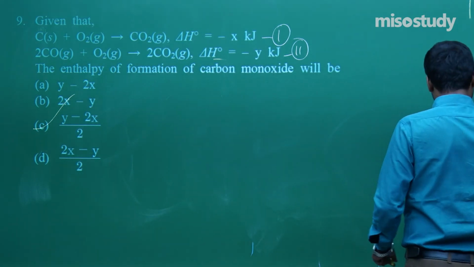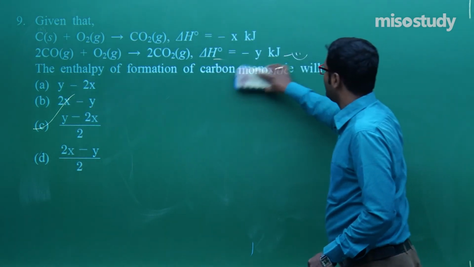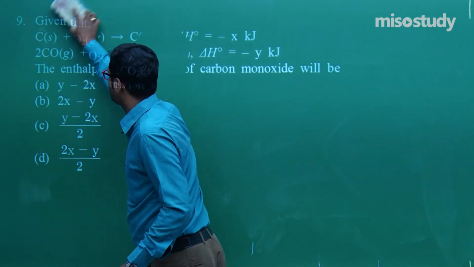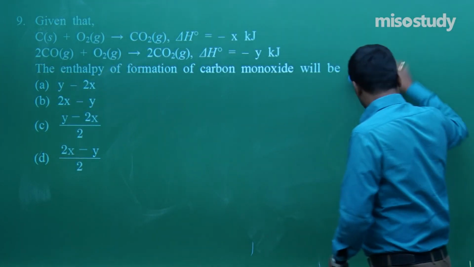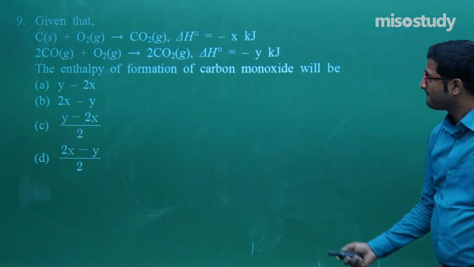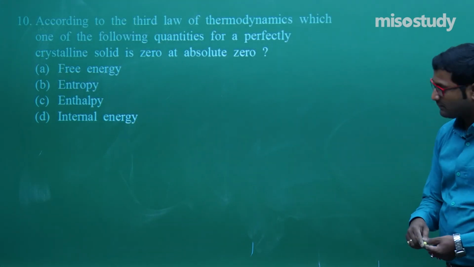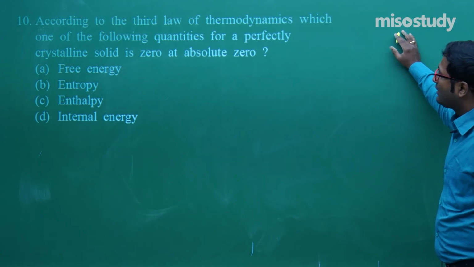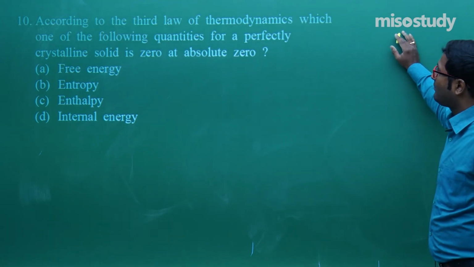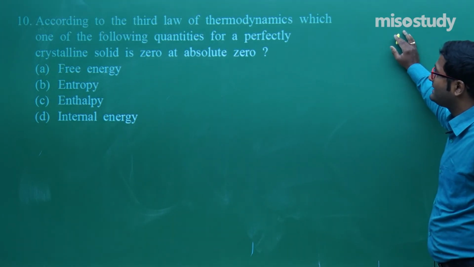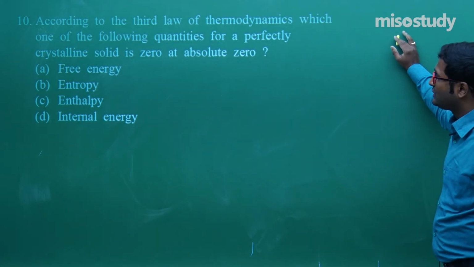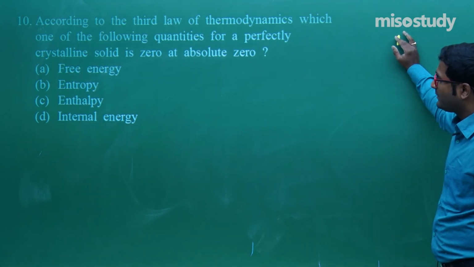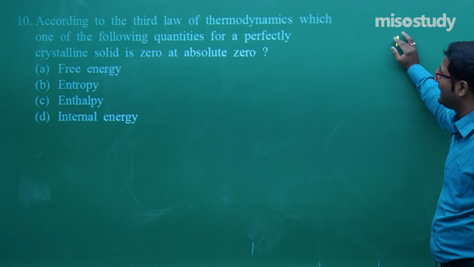Wait for a moment. Give me a few seconds. You can easily solve such kind of questions. Now this is question number 10. According to the third law of thermodynamics, which of the following quantities for a perfectly crystalline solid is zero at absolute zero? Free energy, entropy, enthalpy, or internal energy.